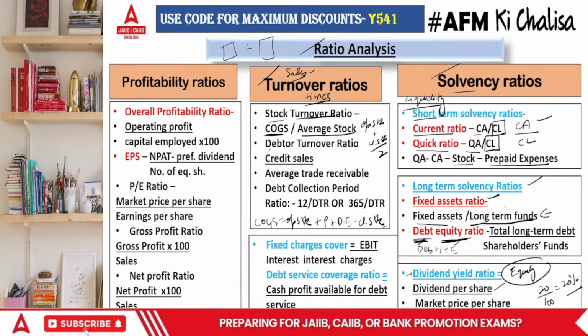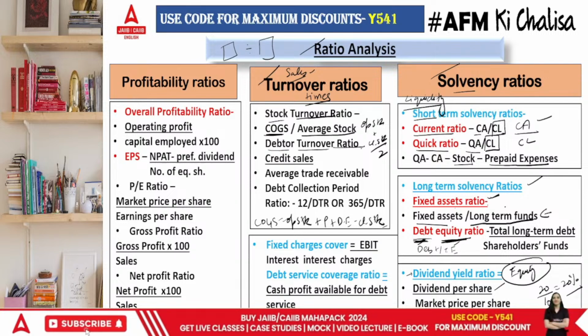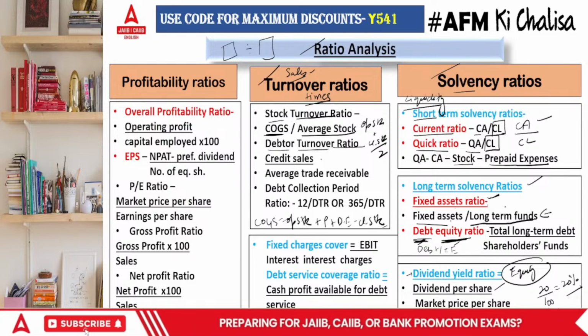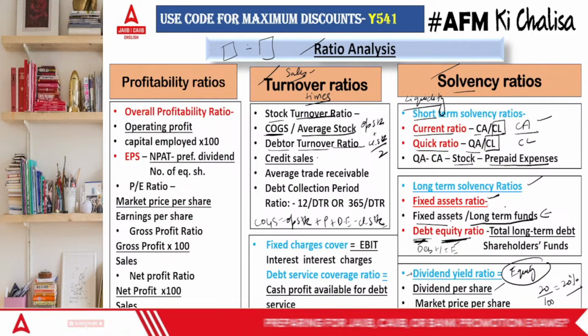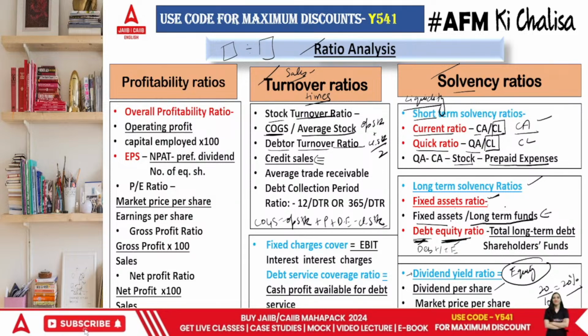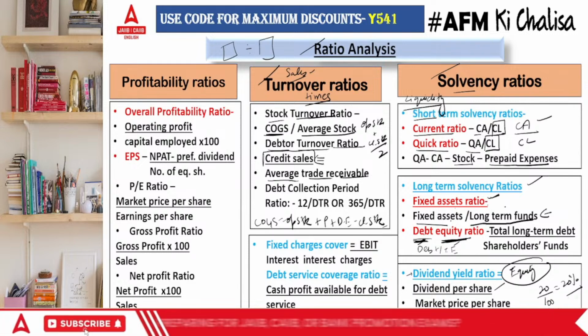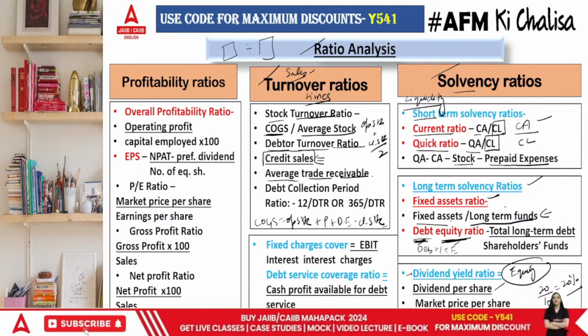Second is your debtor turnover ratio. Debtor turnover ratio means in a year how many times your debtor is converted into cash. Since it's talking about debtors, you do not consider the total sales here. You consider the credit sales and divide by average trade receivable. Trade receivable includes both your opening and closing bill receivable and opening and closing debtor.